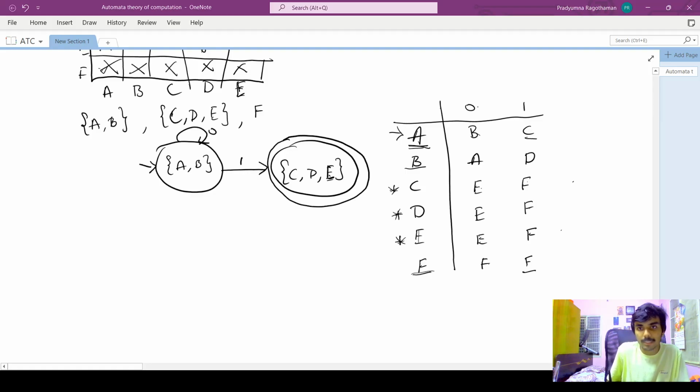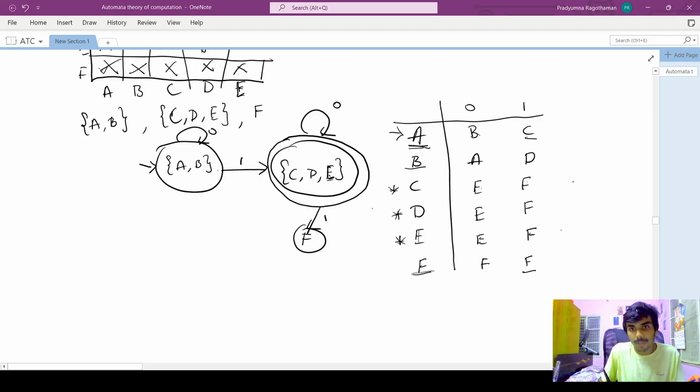And when B gets 0, it goes to A. So it's again a self loop, and when B gets 1, it goes to D. So again, when this state gets 1, it goes to the final state. So this is clear. Now when C gets 0, it goes to E. So E is inside this state itself, so it's a self loop again when it gets a 0, and when it gets 1, it goes to the state F. So again, let's see the behavior of D, which goes to E when it gets 0 and F when it gets 1. So the behavior is same as C.